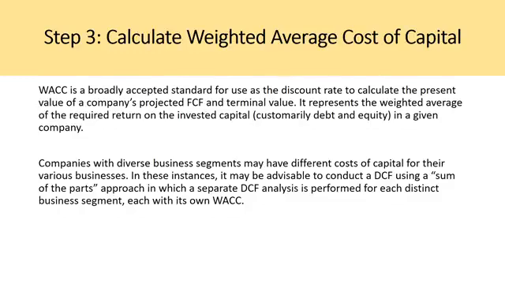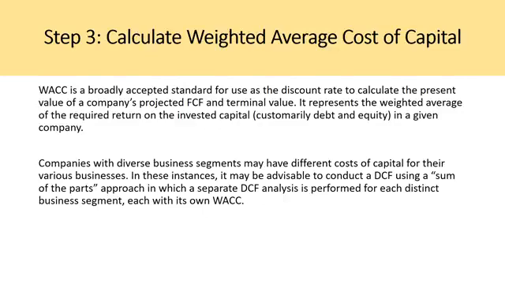Companies with diverse business segments may have different costs of capital for their various businesses. In these instances, it may be advisable to conduct a DCF using a sum of parts approach in which a separate discounted cash flow analysis is performed for each distinct business segment with its own weighted average cost of capital. So WACC is a discount rate, which accounts for the cost of debt and the cost of equity, which are the sources of capital, right? So the weighted average cost of capital.